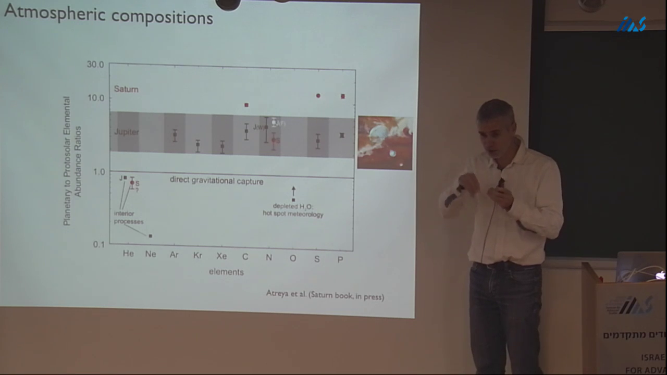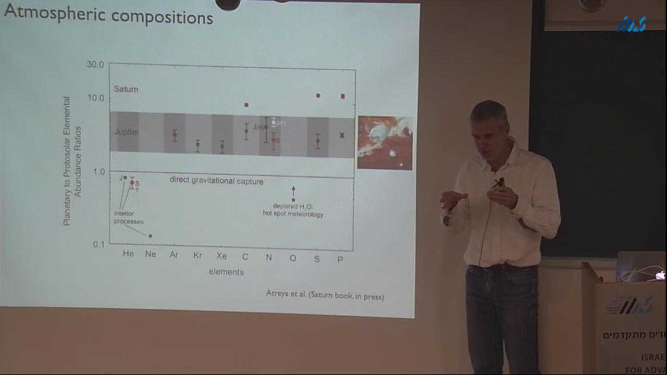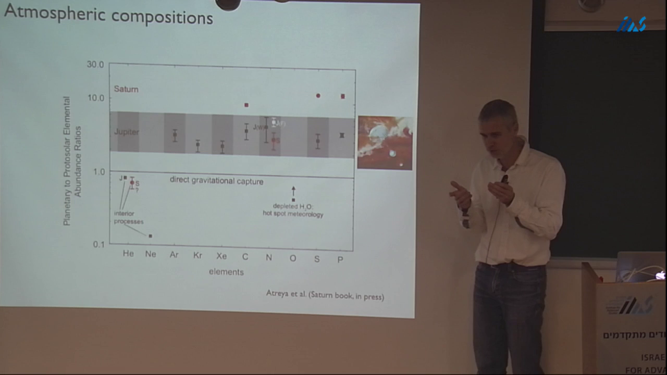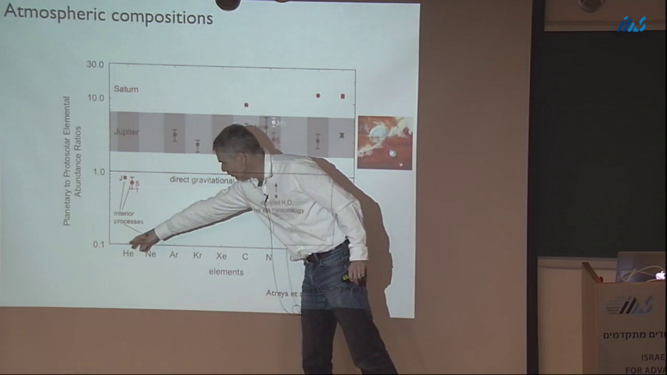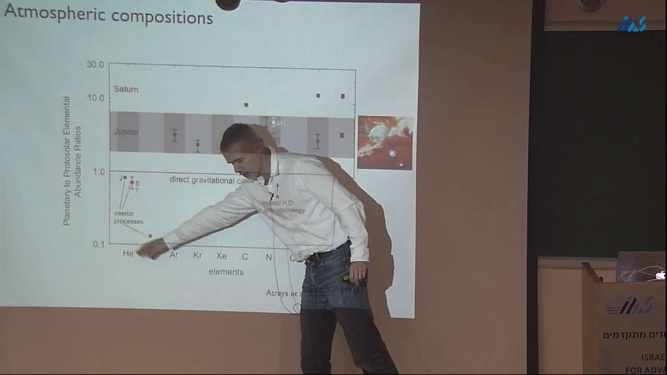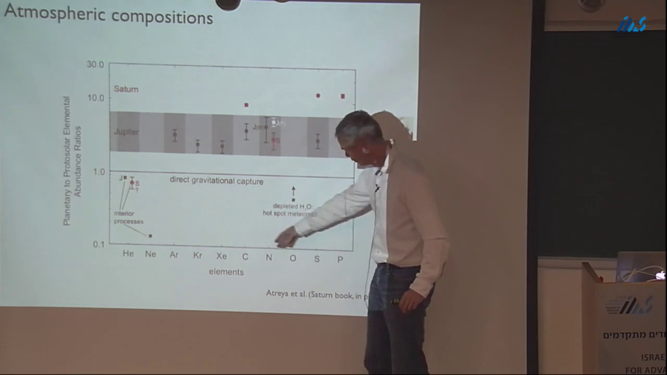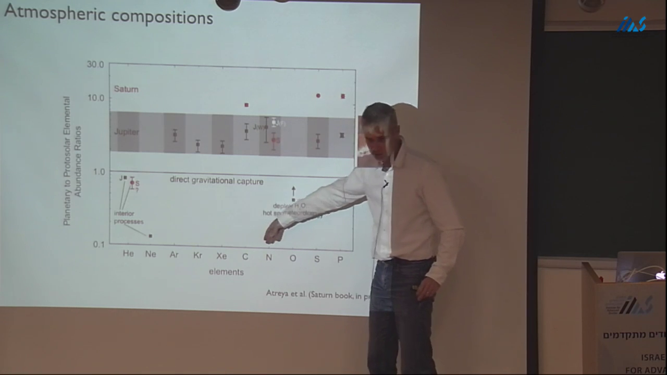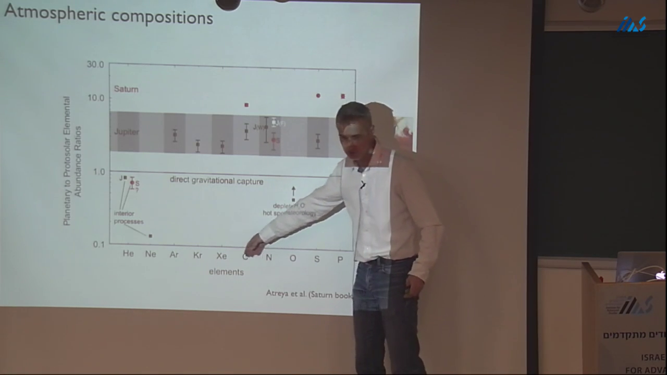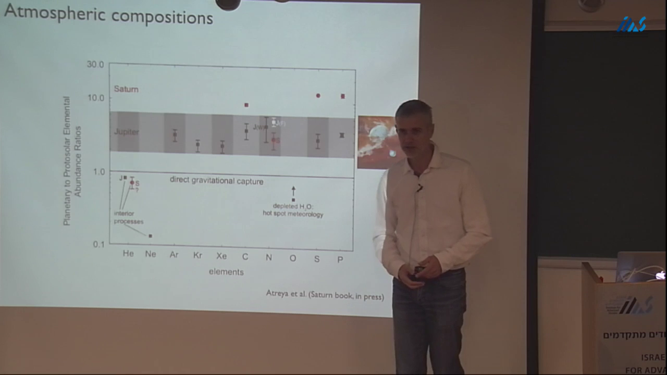So if you add a lot of sugar in your coffee, for example, some will not dissolve. But if you add just a little bit, it will be easier to dissolve. So helium is about 20% by mass in abundance, but the other species like carbon or oxygen, you're at less than 1%, much less than 1% by mass.